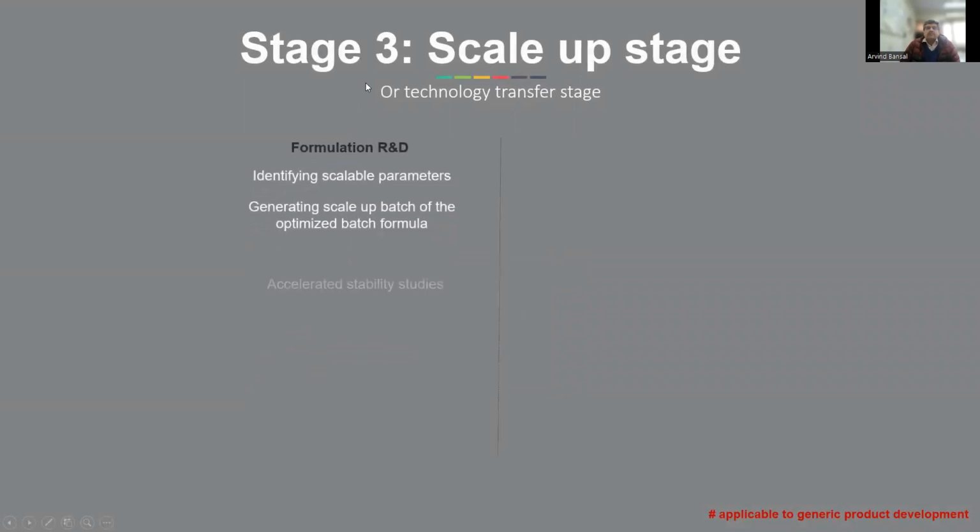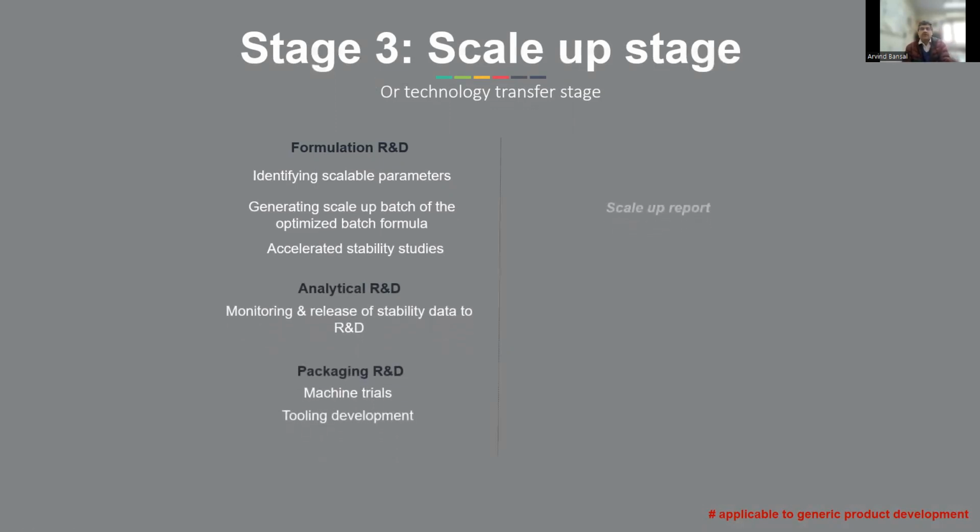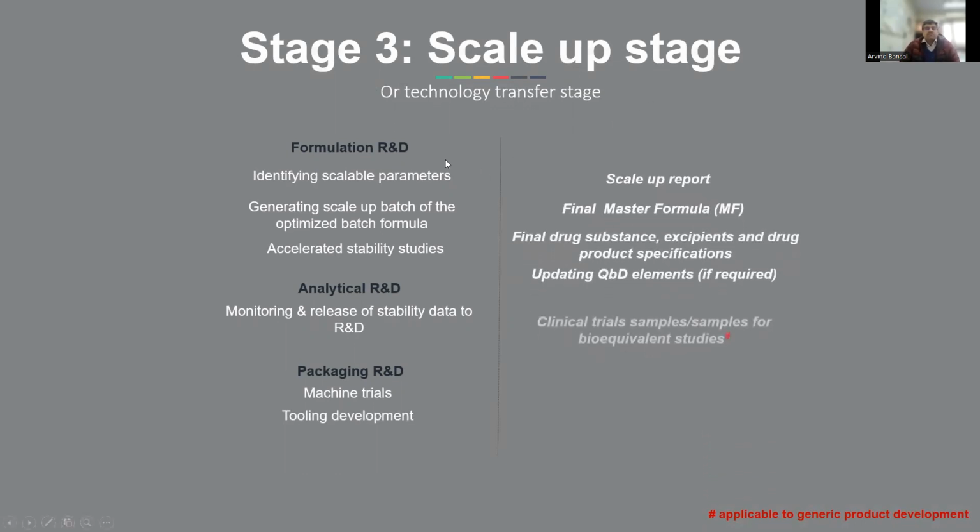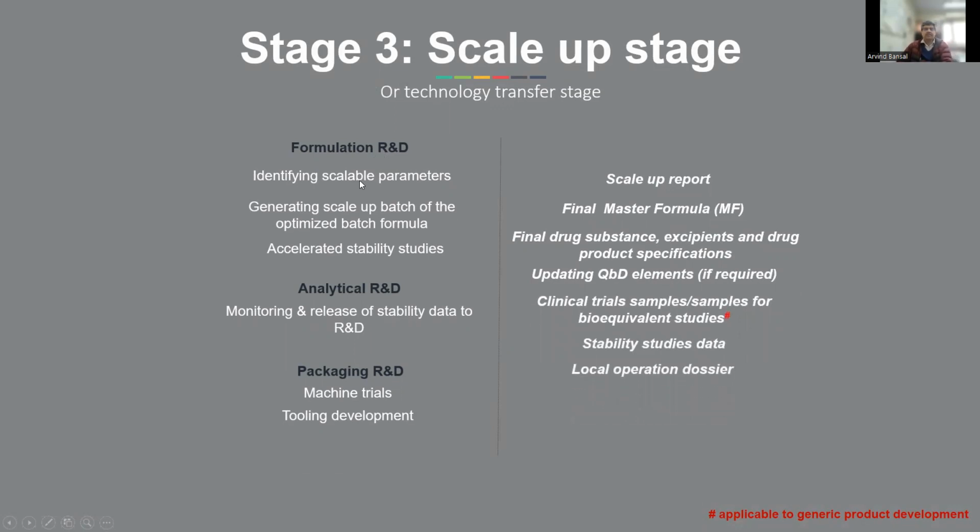Then we come to the stage 3, which is the scale-up stage of the formulation development and is also called as the technology transfer stage. The formulation R&D team identifies the scalable parameters and generates the scale-up batch of the optimized batch formula. They also perform the accelerated stability studies.